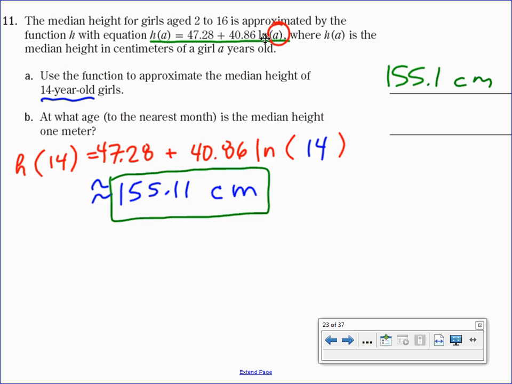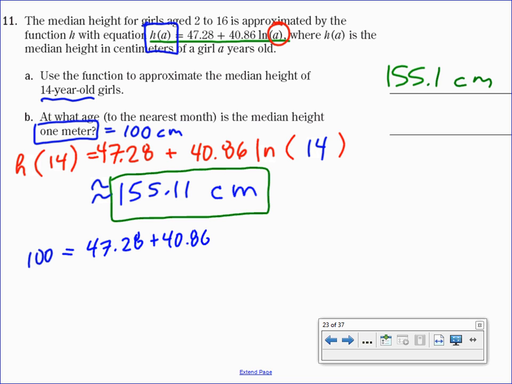Absolutely. So we'll rewrite our original model, but this time we're going to put 100 in for H of A. Adam recognizes that 1 meter is equal to 100 centimeters. So we'll put in 100 centimeters for H of A, the median height: 100 = 47.28 + 40.86 times the natural log of A.